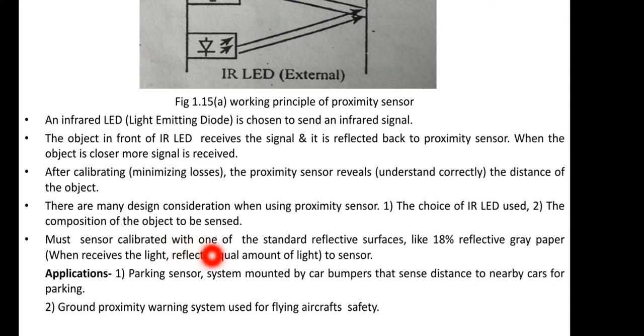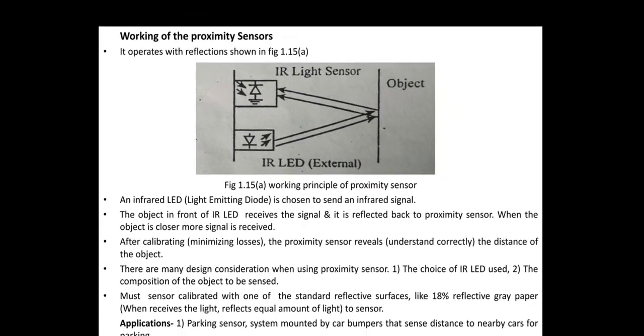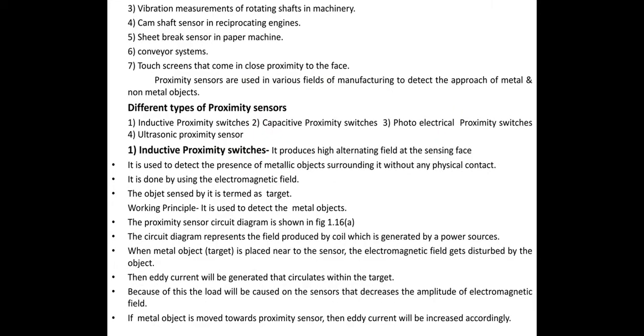Applications: parking sensor, system mounted on car bumpers that sense distance to nearby cars for parking. Ground proximity warning system used for flying aircrafts safely. Vibration measurements of rotating shafts in the machinery, camshaft sensors in the reciprocating engines, sheet break sensor in paper machine, conveyor systems, touch sensors that come in close proximity to the face. We can lock or unlock our mobile, okay, with our face. Without any physical contact, okay, we can operate that.